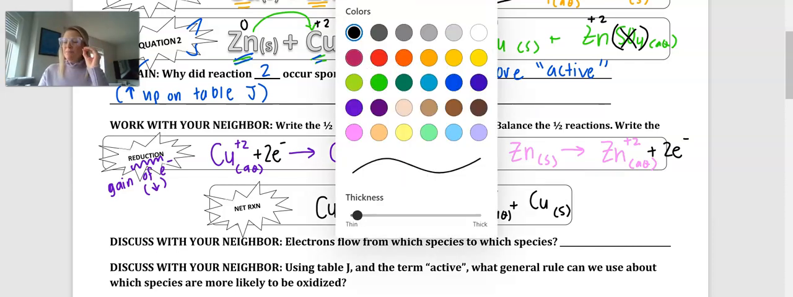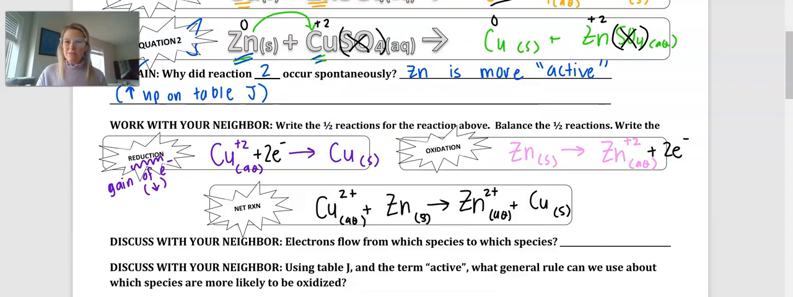I want to take a moment to pause and think about our discussion. We're talking about electricity today. And if you think back to the beginning of the year, how do we define electricity? What is electricity? As a reminder, electricity is the flow of charge. And note that electrons are charged particles. So when we're talking about electrons flowing from one species to the next, what we're really saying is our electrical current or our electricity is flowing from where to where.